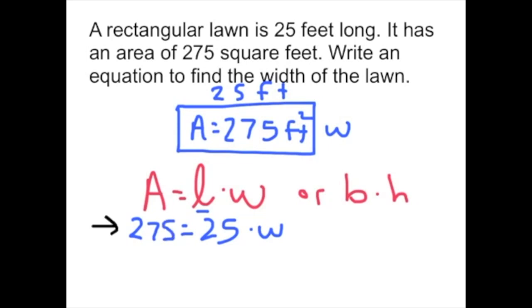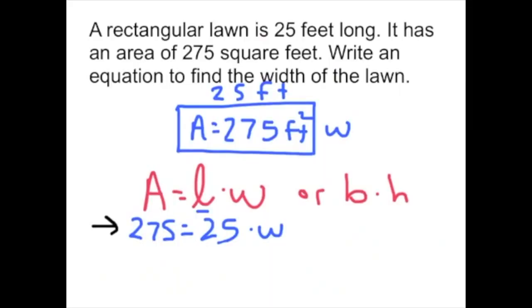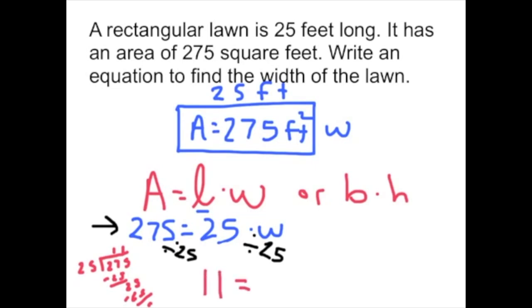How do we solve this equation? We have 25 times w. Division is the opposite of multiplication. So divide both sides by 25. 275 divided by 25 is 11 equals 25 divided by 25 is 1, and all that's left on the right side is w. So the width has to be 11 feet. So remember, do the opposite.